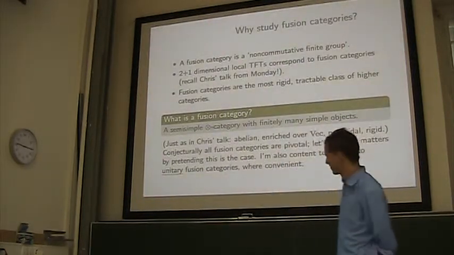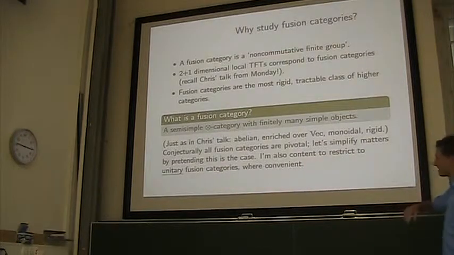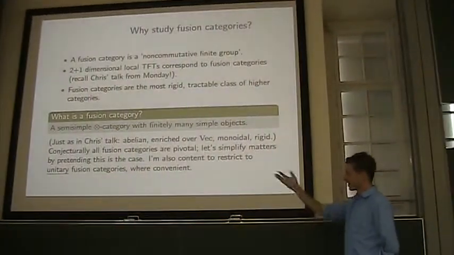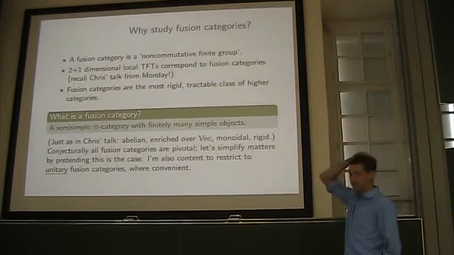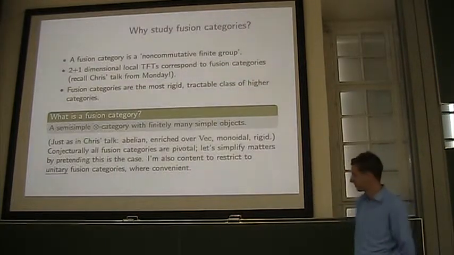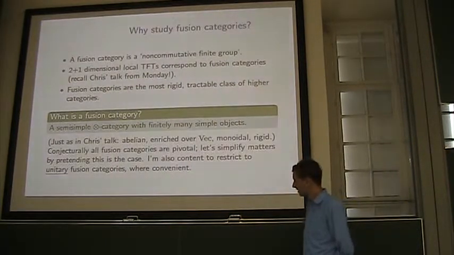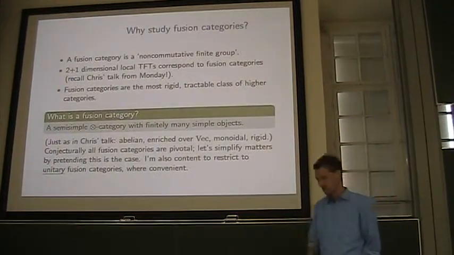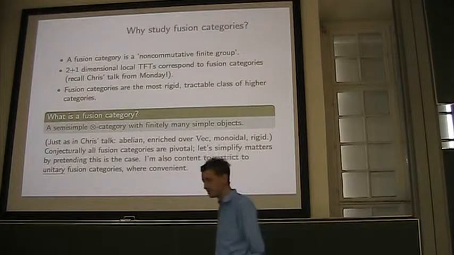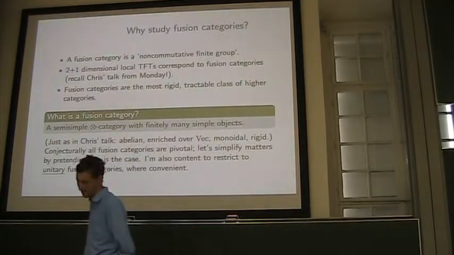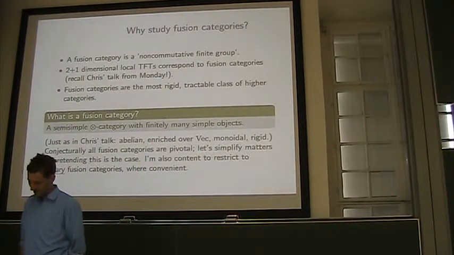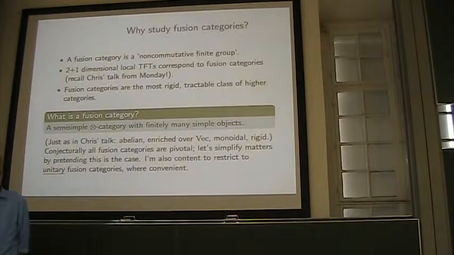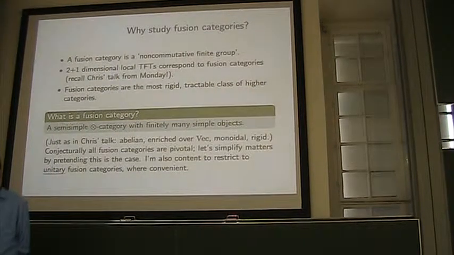Now, to make life easier, since I'm not really trying to understand all fusion categories, I'm just trying to understand examples for now, let's make life easy in a few additional ways. Conjecturally, all fusion categories are pivotal: the double dual functor is equivalent to the identity. So let's just pretend that's the case. So whenever I say fusion category, to make the statement true, you might have to hear the words pivotal fusion category. And I'll also be happy a few points along the way to say that we're only interested in unitary fusion categories as well.